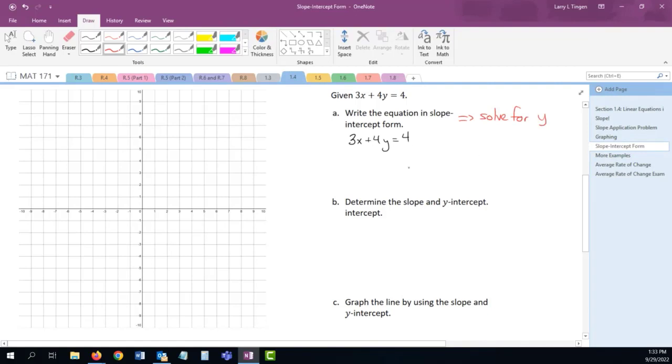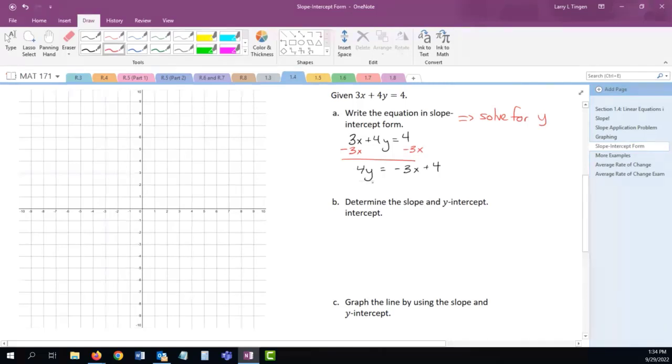So I have a linear equation. Everything that has what I want to solve for, which is y, needs to go to one side, and everything else needs to go to the other. So that means the x term needs to be taken to the other side. How do I do it? Well, it's currently added, so I'm going to subtract it. 3x minus 3x is 0. So now I have 4y is equal to negative 3x plus 4.